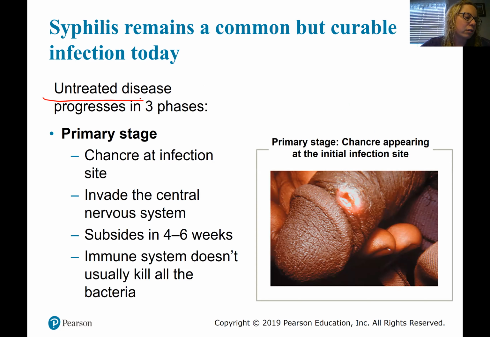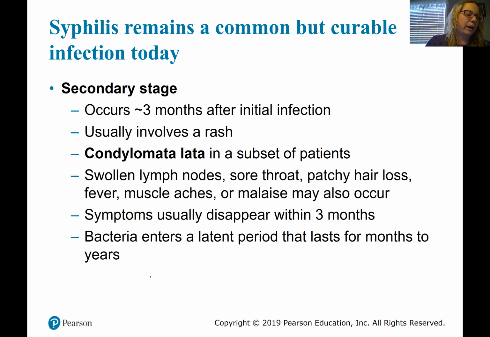The first stage is the primary stage, and the characteristic sign there is what's called a chancre. A chancre is basically a sore at the site of infection, and the bacteria then can invade the central nervous system, and usually about 4 to 6 weeks later, the immune system gets it knocked back. However, it doesn't necessarily always kill all of the bacteria.